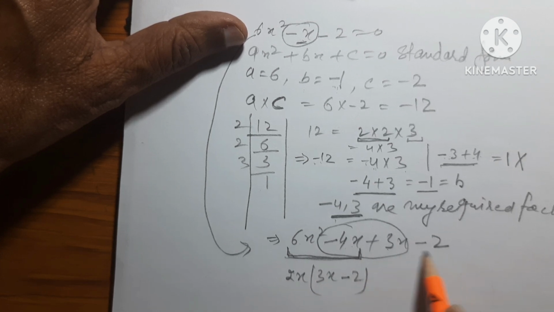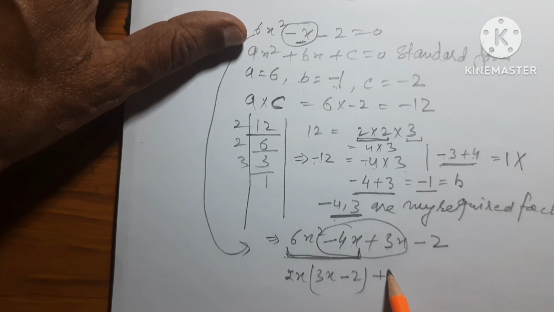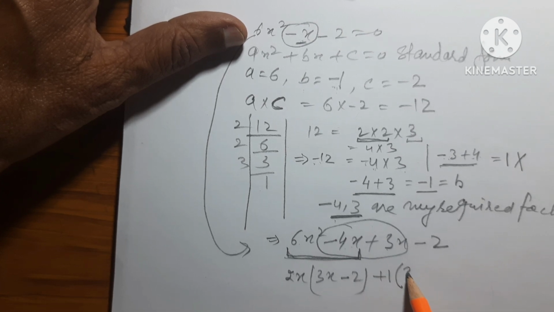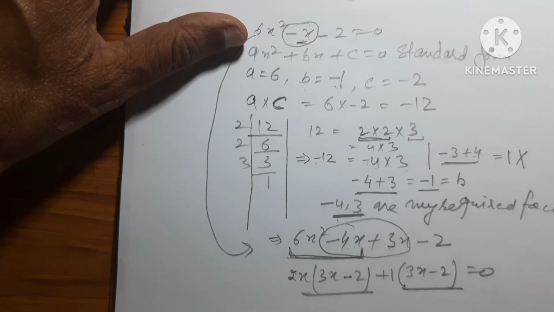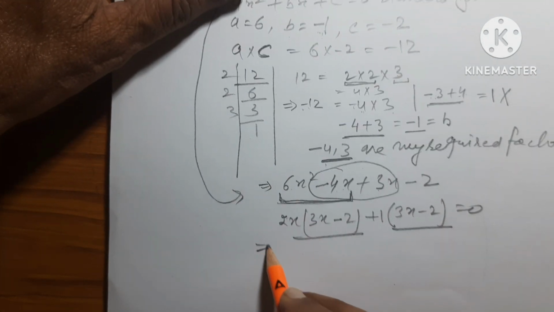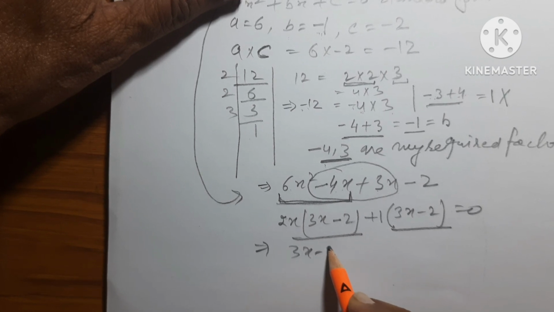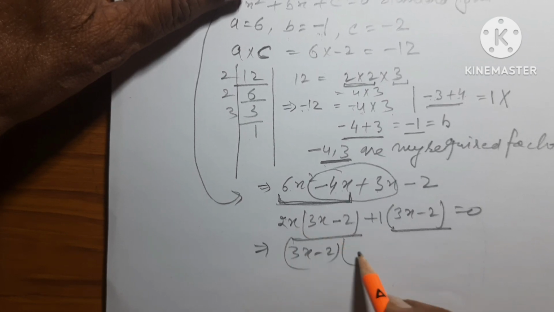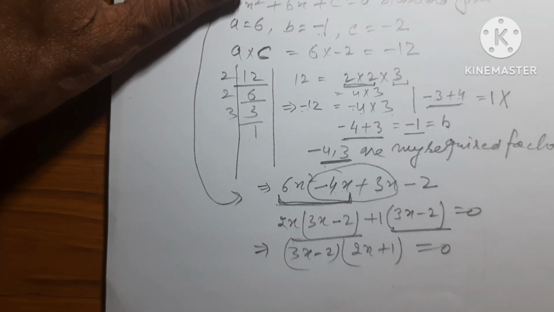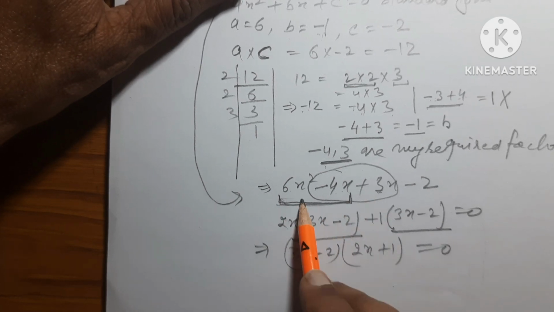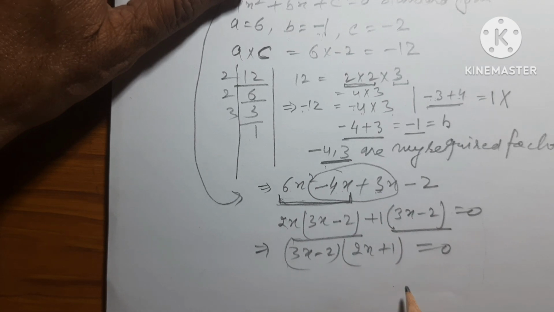From here, what is common? Nothing is common. That means 1 is common. 3x minus 2 is equal to 0. This and this are again common. Therefore, this I will write outside, and in another bracket, I will write 2x plus 1 is equal to 0. Now this equation has been converted into linear factors.